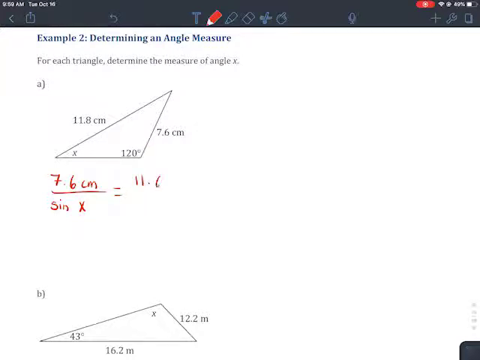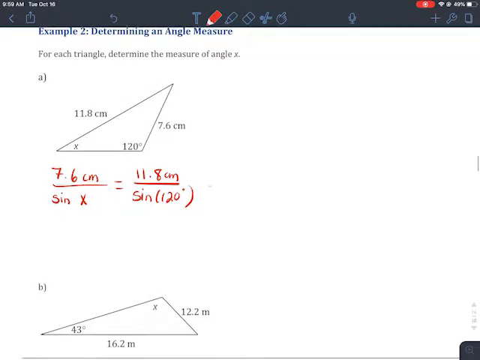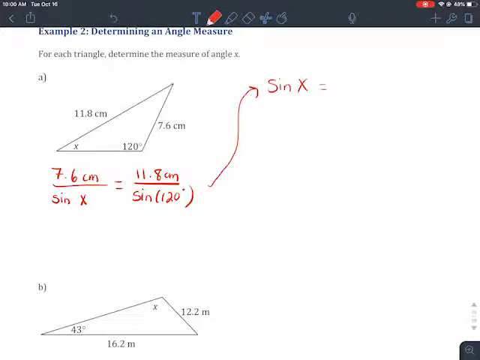Okay, I need another side angle pair. So the other side angle pair I have is 11.8 centimeters. So I have to divide that by the sine of its opposite angle as well. Okay, my proportion now looks like this. For this example, we actually have an extra step to deal with. So we're going to cross multiply and divide just like before. 7.6 multiply by the sine of 120, divide by 11.8.